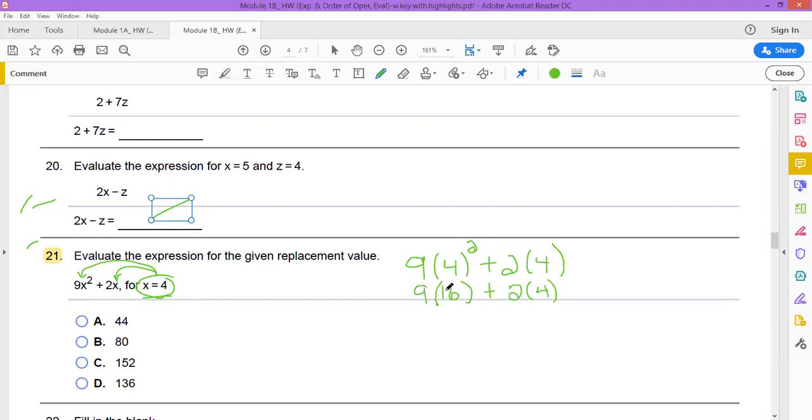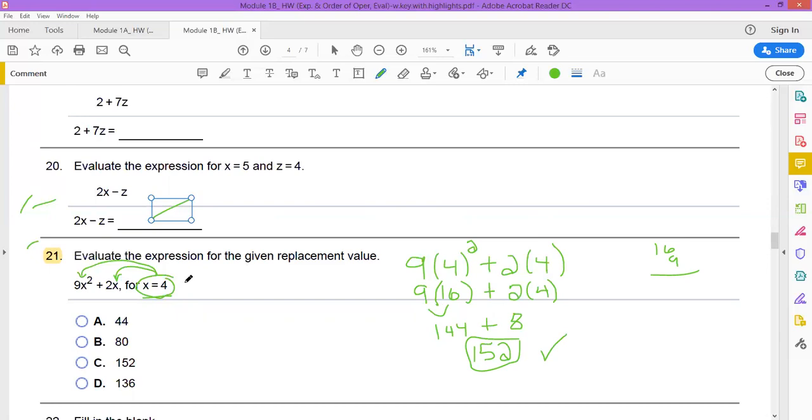Now 9 times 16, over here to the side, you want to just do that multiplication. 9 times 16 will give you 144. Plus 2 times 4, 8. And lastly, we want to add these two terms. 144 plus 8 gives us 152, and this is our answer.